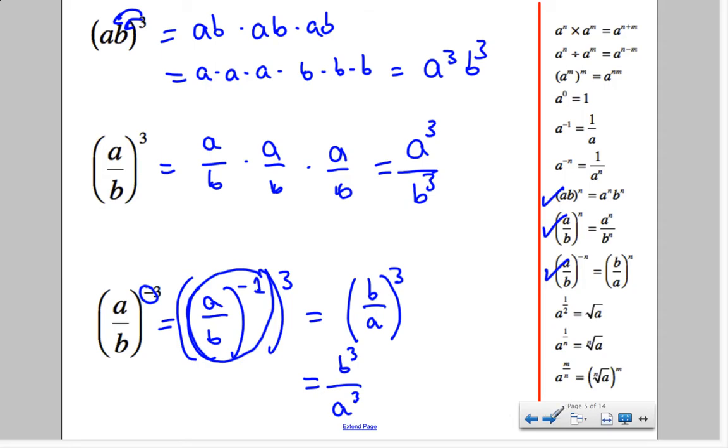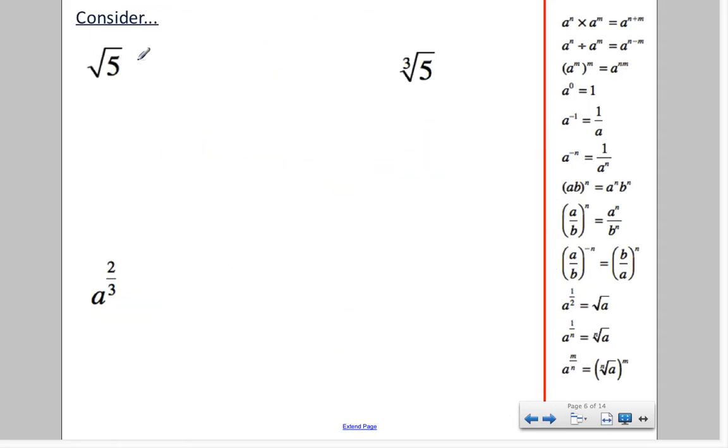All right, last three. They are the trickiest ones. Here we go. So consider just for a moment the square root of 5. Hopefully you agree that if I square this, the square root and the square will undo each other. They are inverse operations, so I will get 5. And hopefully you also agree that 5 is the same as 5 to the 1.